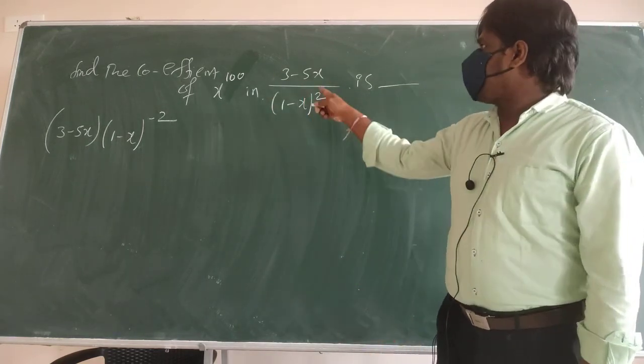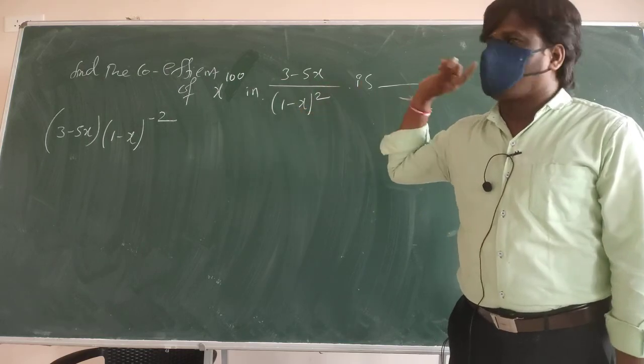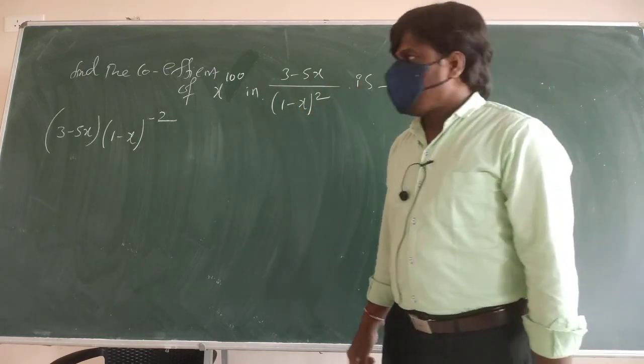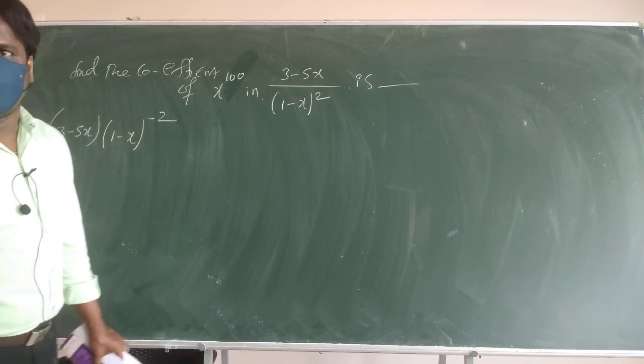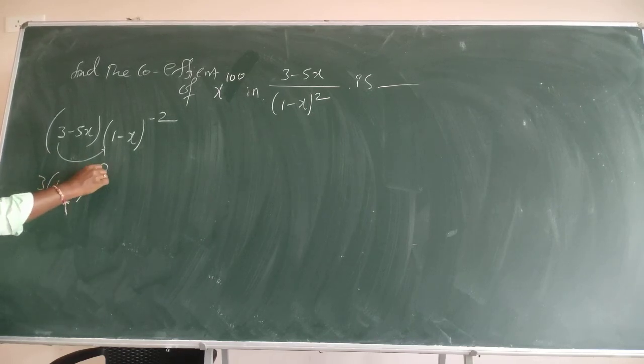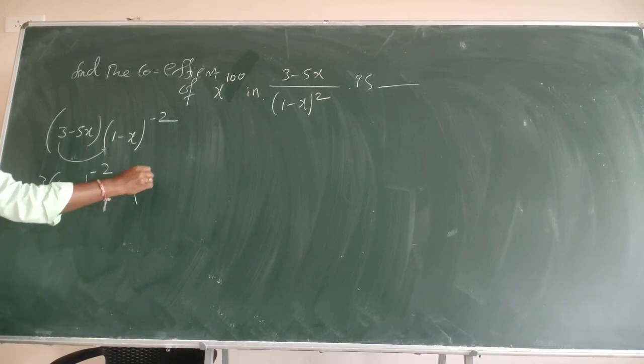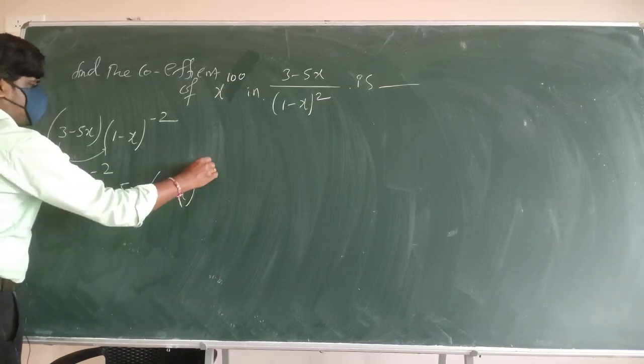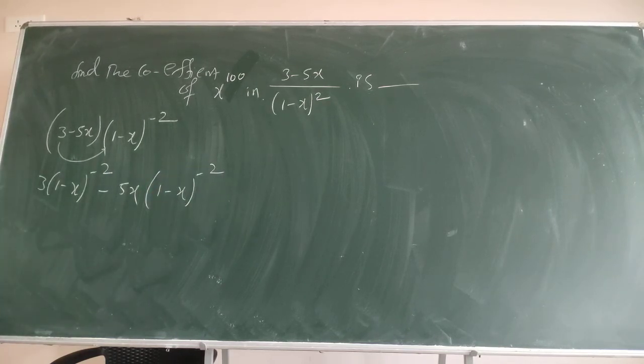So what am I writing here? 3 minus 5x, (1 minus x) whole power minus 2. Now you just identify this important thing: here there is no power, but here there is a power. Whenever you have such a situation, you have to multiply this. So 3 into (1 minus x) whole power minus 2, minus 5x into (1 minus x) power minus 2. This is the deal you have to do.